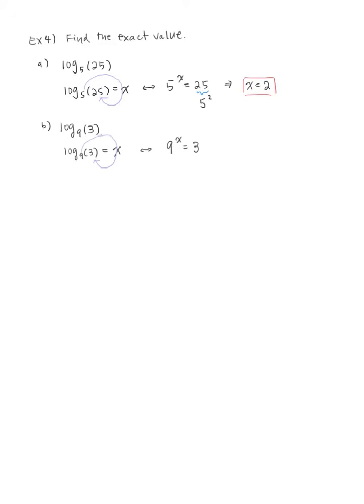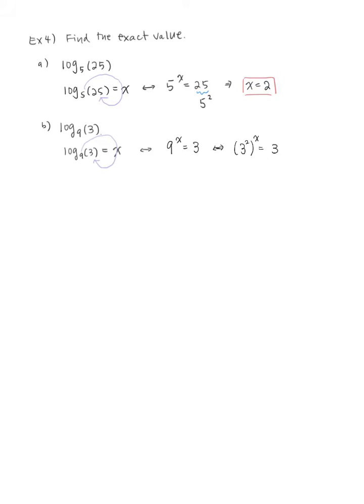Alright, so now our job is this. Well, I need to try to rewrite 9 in terms of base 3. So let's try this. So 9 is the same thing as 3 squared, isn't it? So we have 3 squared to the x equals 3. Is this true?